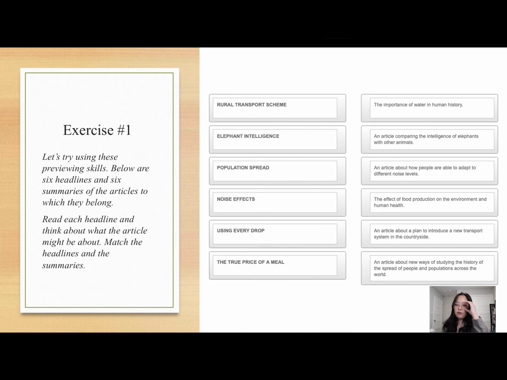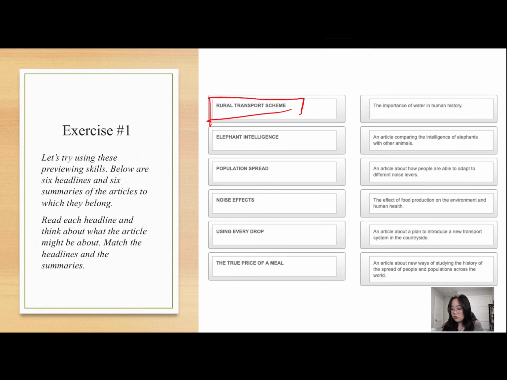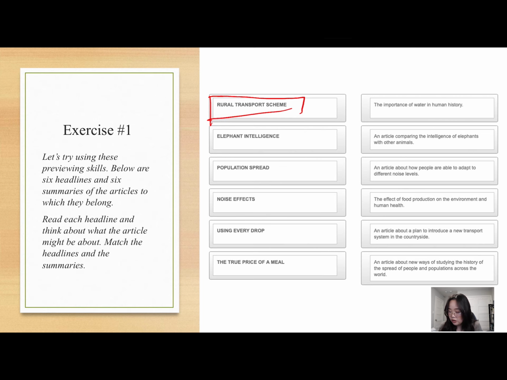Okay, I'm gonna walk you through the first heading. Rural transportation scheme. The transportation system in countryside is usually less developed than the city. Scheme here means plan. So a plan about transportation system. There may be some modification, there may be some improvement. So yeah, I think it matches with this one. The article about a plan to introduce a new transport system in the countryside. Okay, so this is how I use previewing skill to predict what the text is going to talk about.